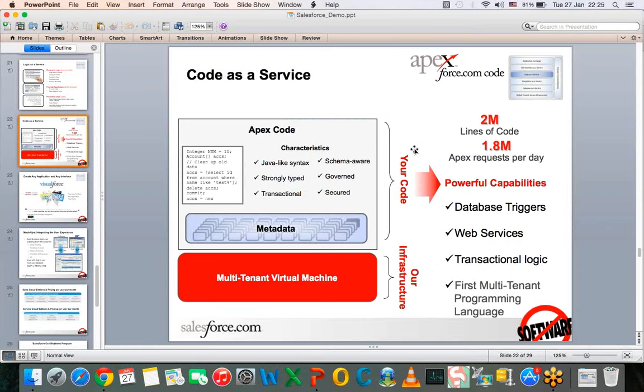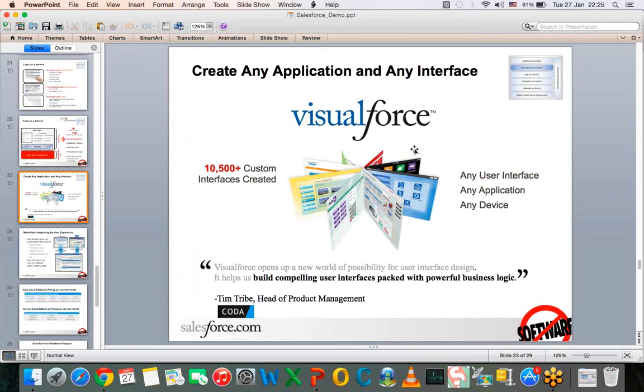Apex. For building a user interface, you have something called Visualforce. This is similar to HTML; it is a markup language from Salesforce. So you can build any interface using this Visualforce.